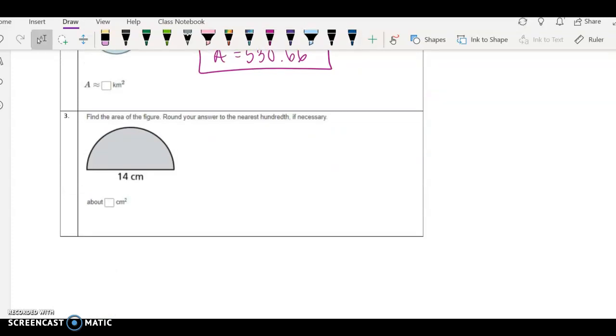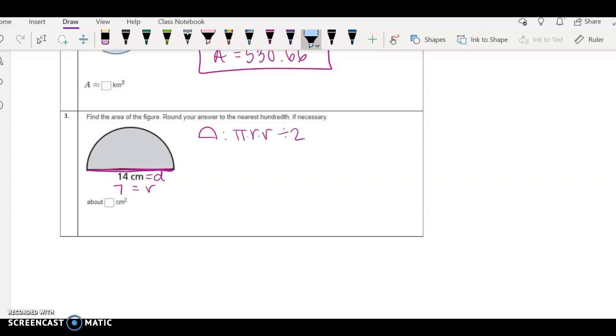So now we need to find the area of the half circle. So a whole circle is pi times r times r. But since it's half of a circle, we're going to divide it by 2. That way it gives us a half circle. So I need my radius, and this is all the way across, so 14 is my diameter. So that means that 7 is my radius because it's half of my diameter.